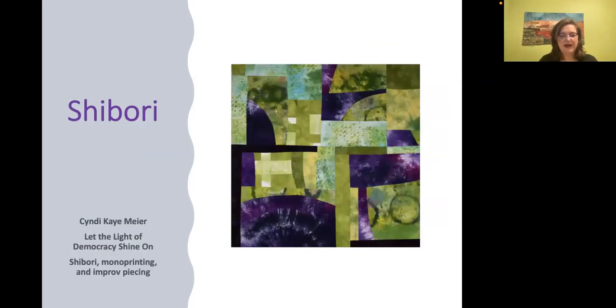Here's an example of mine, and this is called Let the Light of Democracy Shine On. In this case, I'm using Shibori, monoprinting, and improv piecing. The Shibori is in the lower left corner, giving that sunburst. That is a Japanese technique of manipulating the fabric before you dye it, either from stitching or folding, and you get the resist then.